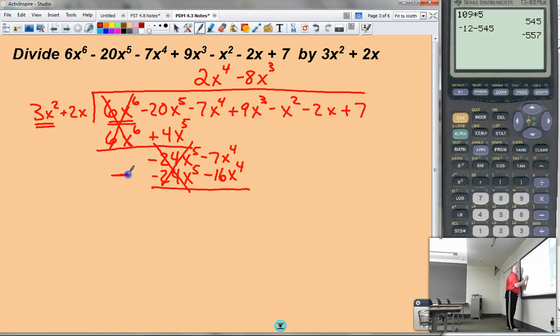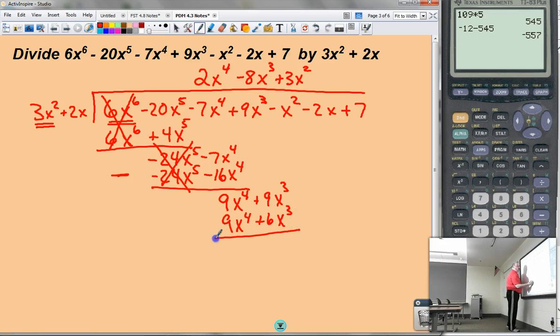Negative 7 minus a negative 16 is positive 9x to the 4th. And then I'm going to bring down the plus 9x cubed. 3x squared goes into 9x to the 4th is going to be a 3x squared. 3x squared times 3x squared would give me the 9. X squared gives me the x to the fourth. So I get 9x to the fourth. Then 3x squared times 2x is plus 6x cubed.